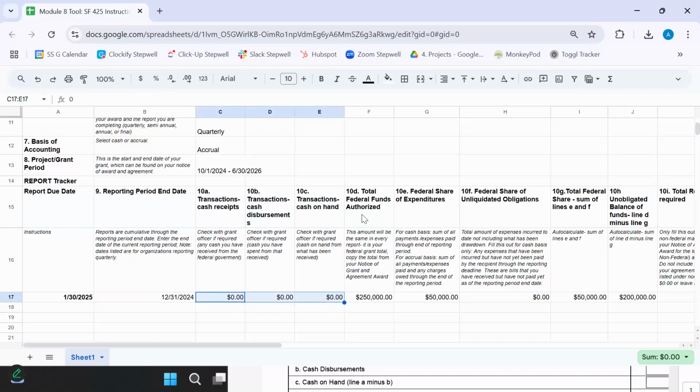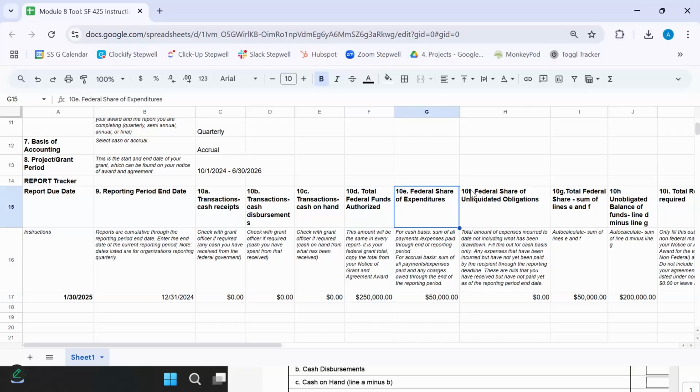Next is the Federal Expenditures and Unobligated Balance section. Starting with 10D, this is the total amount of federal funds authorized. This amount will be the same from every financial report you submit. It is your federal grant total. Copy the total from your Notice of the Grant and Award Agreement. For Very Good Farms, their total federal award is $250,000.